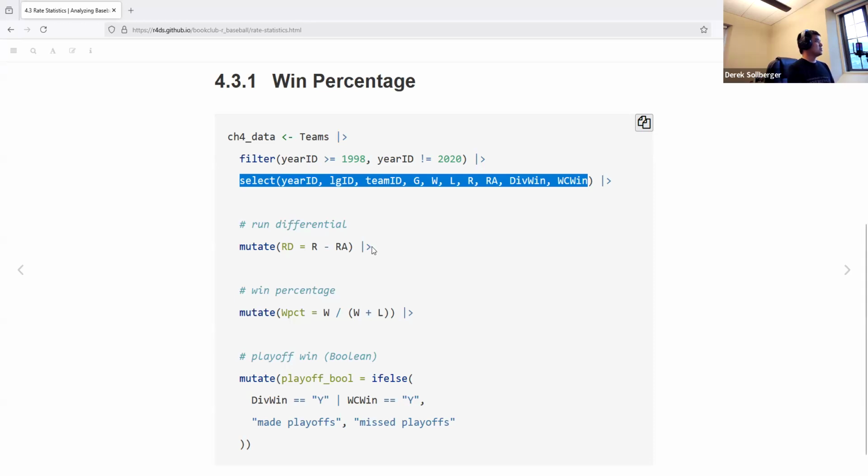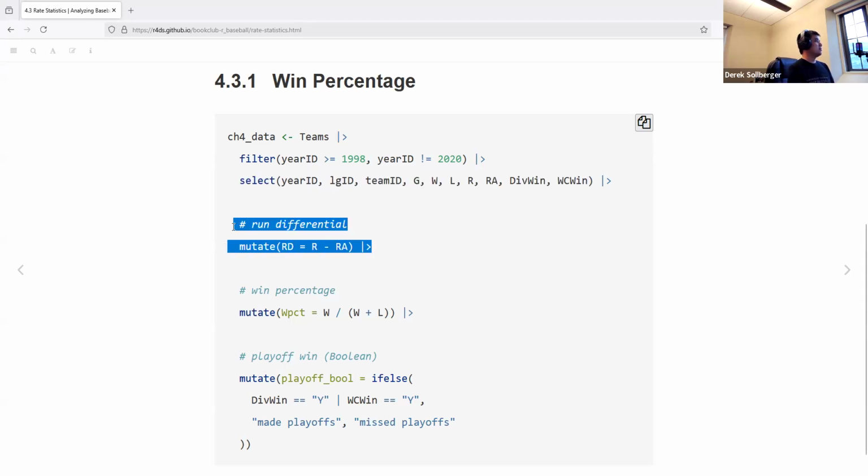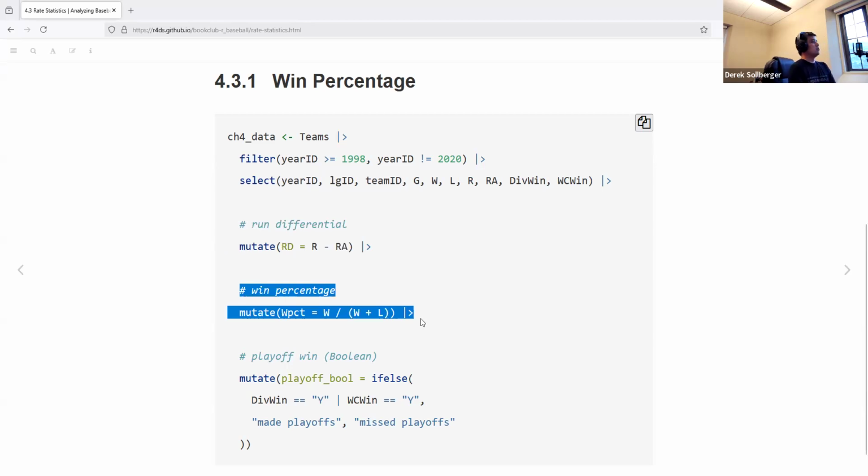In particular, you notice that we've also got some more custom variables that we tack on to the data frame using the mutate command. Run differential is simply the difference between runs scored and runs allowed, whereas win percentage is the number of wins divided by the number of games played.